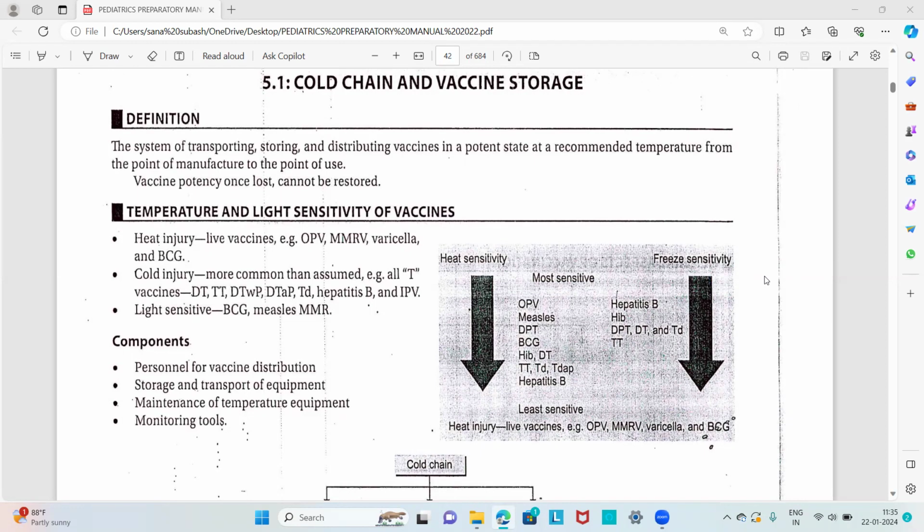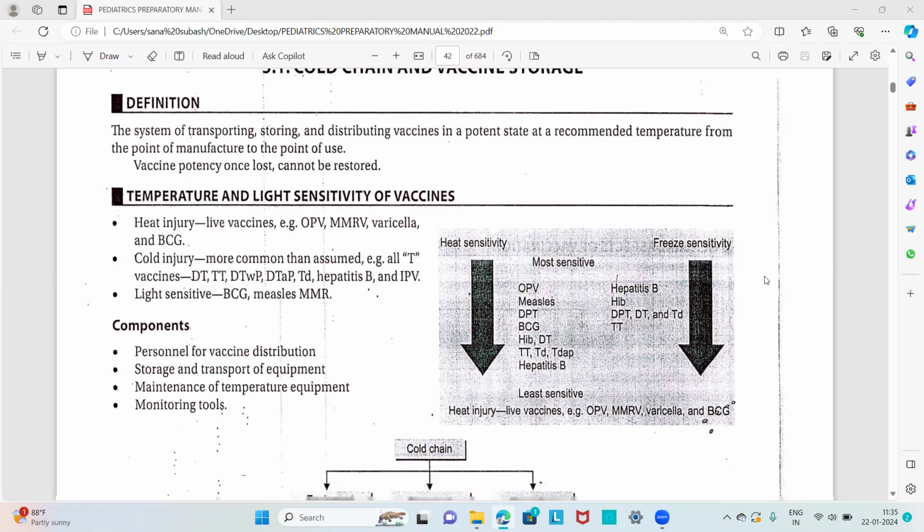The definition of the cold chain: it is the system of transporting, storing, and distributing vaccines in a potent state at a recommended temperature from the point of manufacture to the point of use. And once the vaccine potency is lost, it cannot be restored. So to maintain the potency of the vaccine, we have to maintain the cold chain.